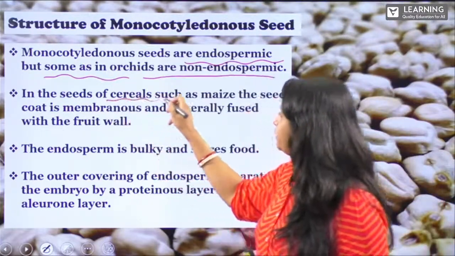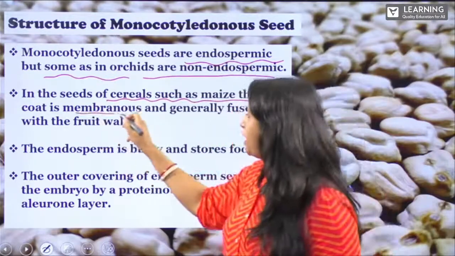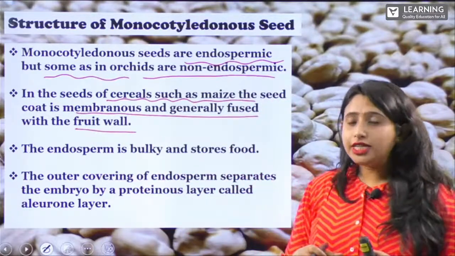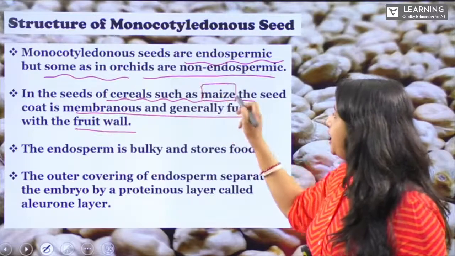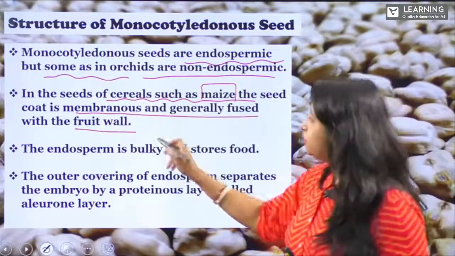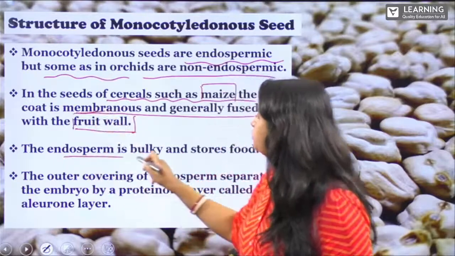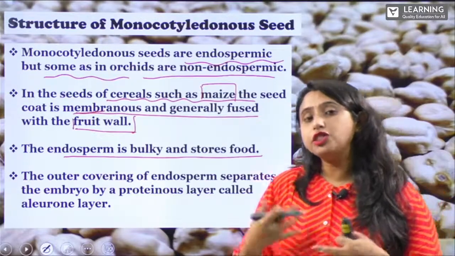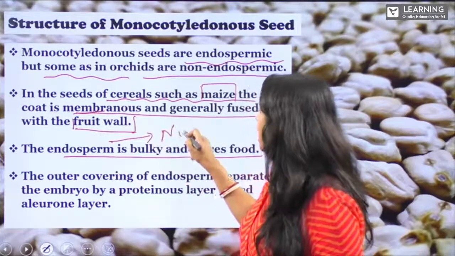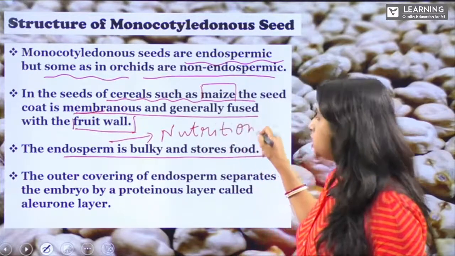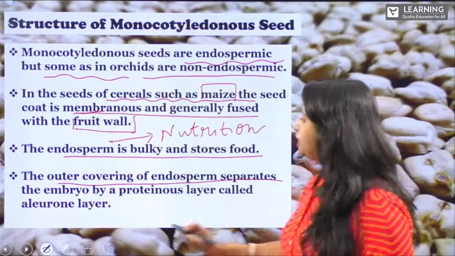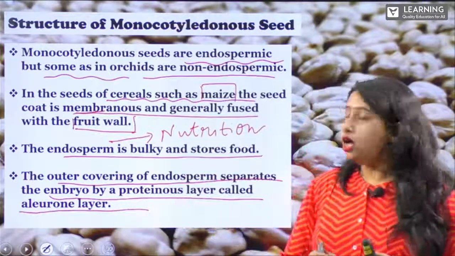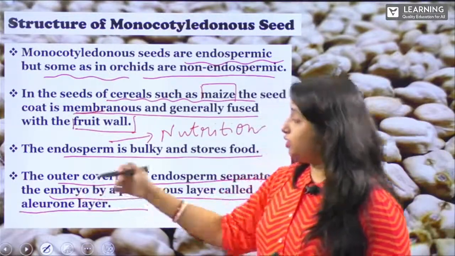In seeds of cereals such as maize, the seed coat is membranous and generally fused with the fruit wall. The endosperm is bulky and stores food. So what is the function of the endosperm? It is responsible for providing nutrition and storage of food. The outer covering of the endosperm separates the embryo by a proteinaceous layer which is called the aleurone layer.